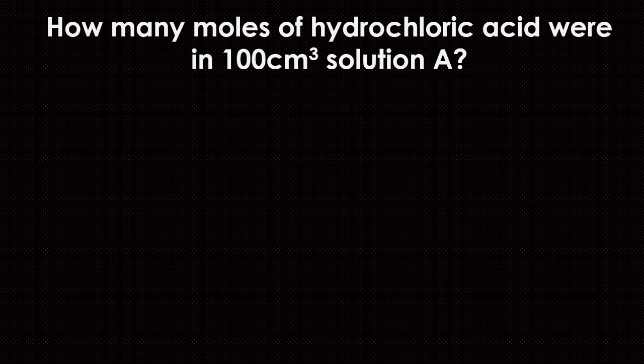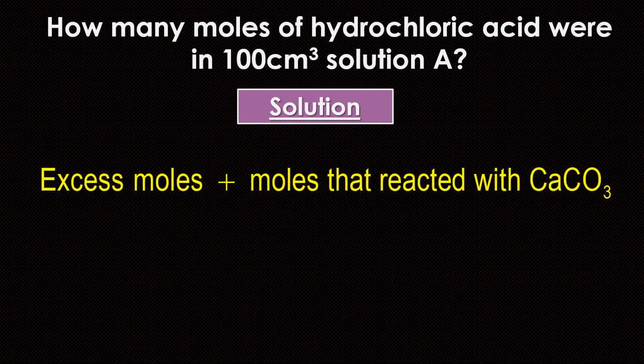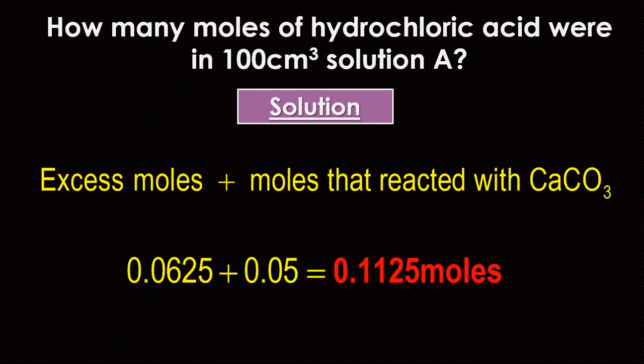To another question. How many moles of hydrochloric acid were in 100 cubic centimeters of solution A? Here we have already found the number of moles of hydrochloric acid which reacted with calcium carbonate, and then we also found the number of moles of hydrochloric acid that were in excess. Therefore, we shall add up the excess moles plus those that reacted with calcium carbonate. Therefore, 0.0625 plus 0.05 gives us 0.1125 moles.